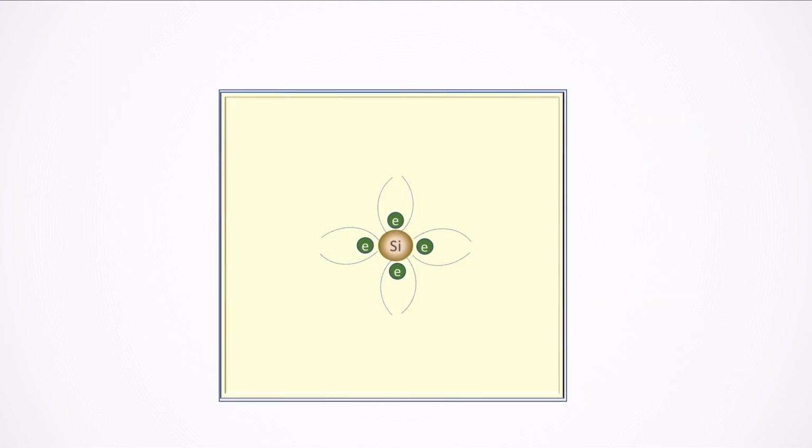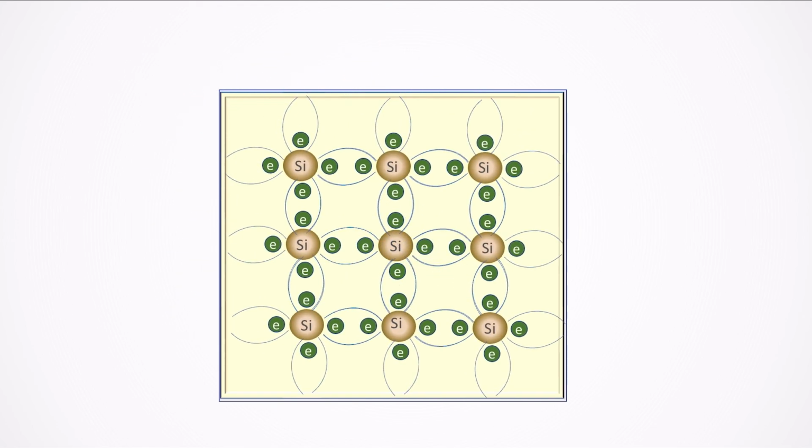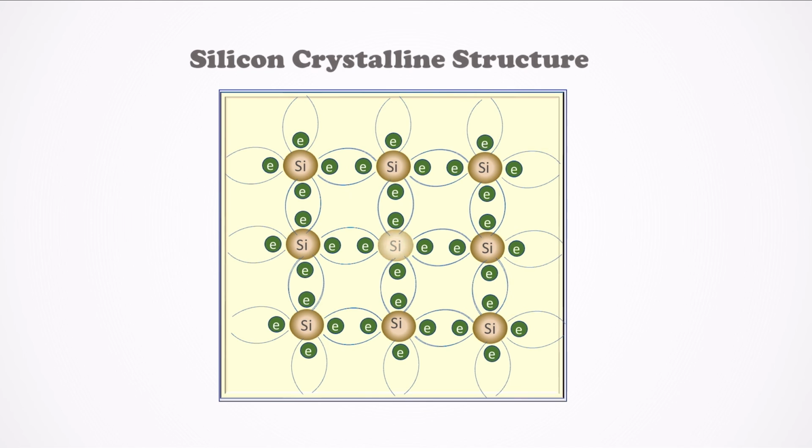Let's talk about the atomic structure of silicon and how atoms are bound together to form a crystalline structure. In pure silicon crystals, the 4 valence electrons of one atom form a bonding arrangement with 4 adjoining atoms. The sharing of electrons, which strengthens the bond between atoms, is called covalent bonding.